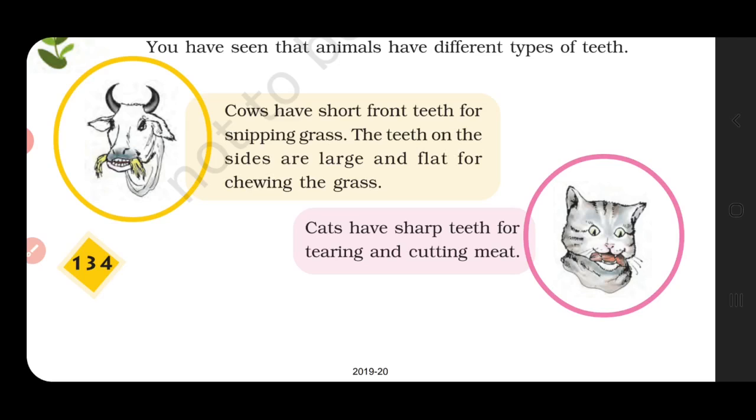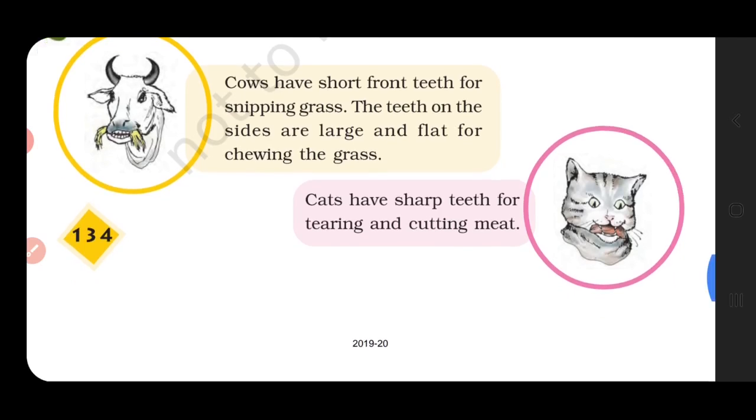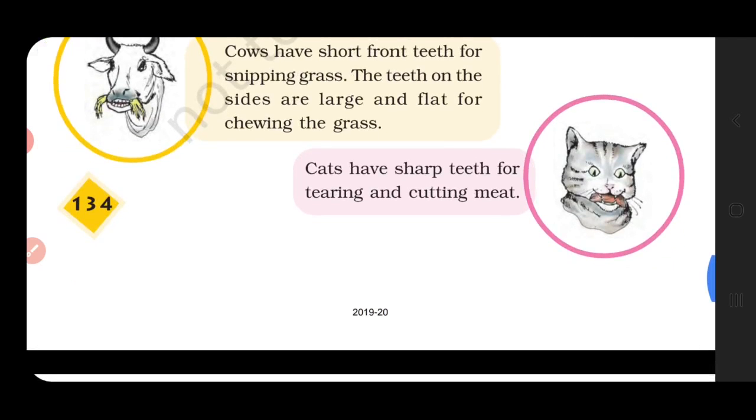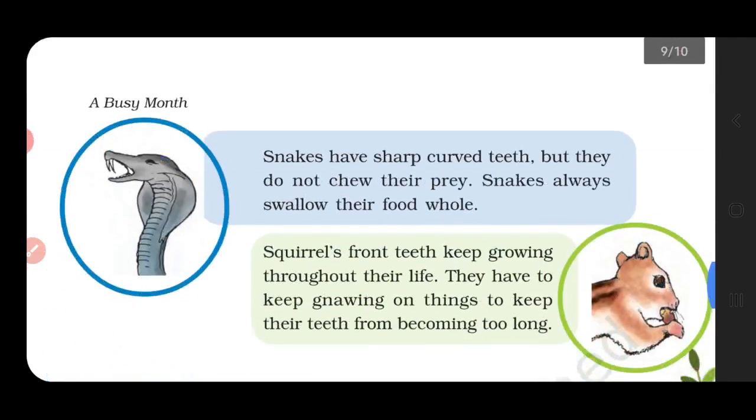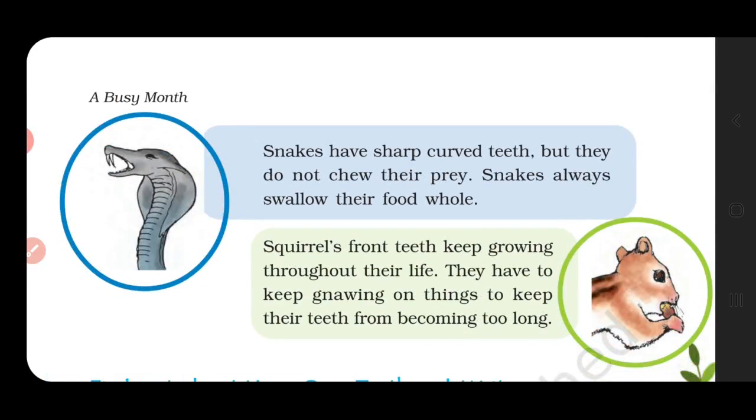The teeth on the sides are large and flat for chewing. So the teeth on the side and the last teeth are for chewing. And in the cat, if you see, they have sharp teeth. This is to cut and tear the meat. They will eat the meat, right? So for that, this kind of teeth will be present there.